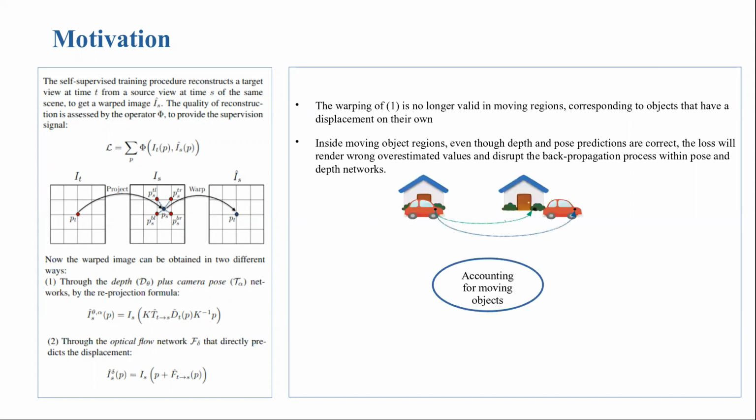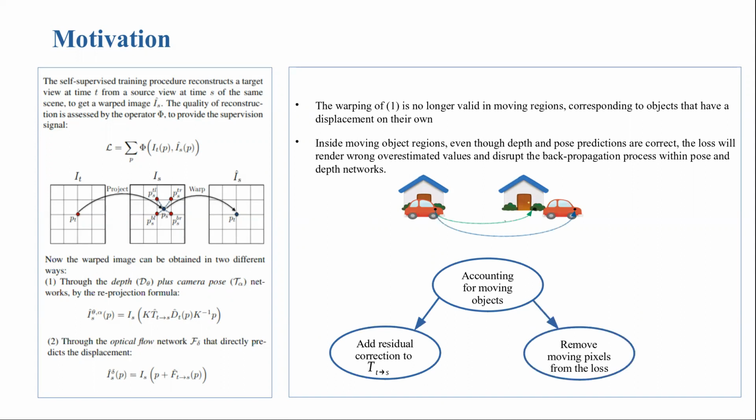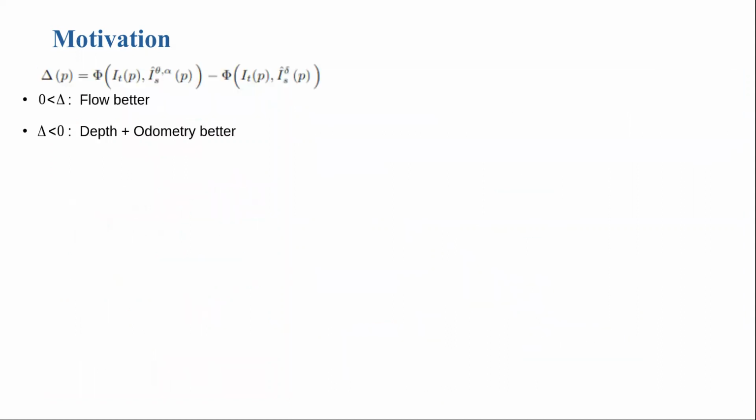So we have to account for moving objects, and we can either add a residual correction to do so, or remove pixels from the loss. This is the second option that we will follow. So let us define the random variable delta based on the operator that assesses the reconstruction of an image. When delta is positive, it means that the flow is better at reconstructing the image. And when delta is negative, it means that the depth with odometry is better.